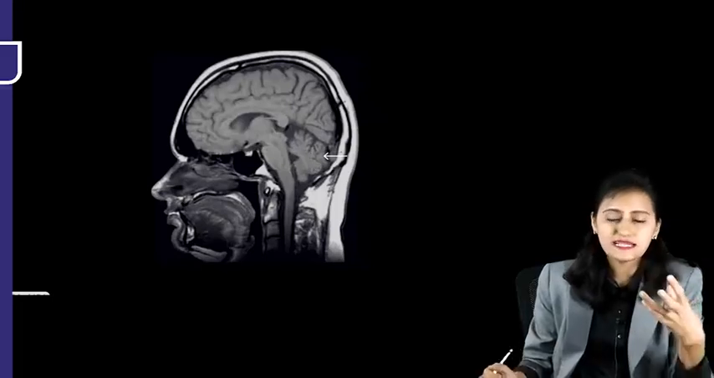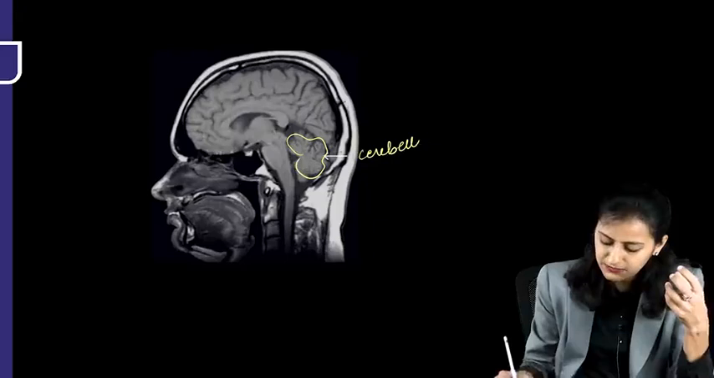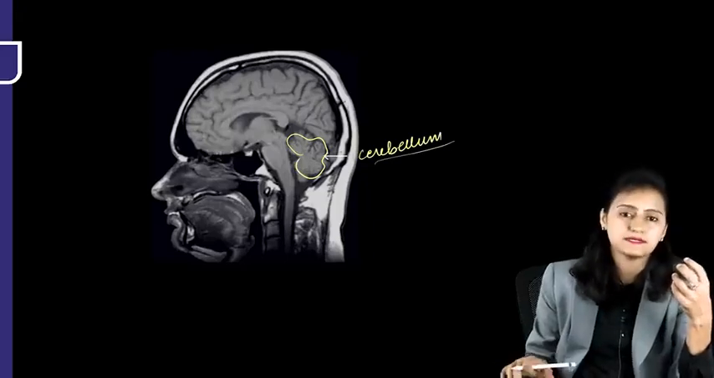Next one, what is the labeled structure here? Now we have seen everything. So this is the cerebellum. Okay, this is the cerebellum that we are seeing here. Next one, what is this structure here?